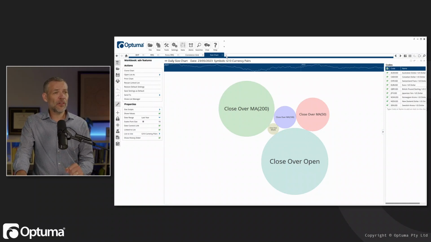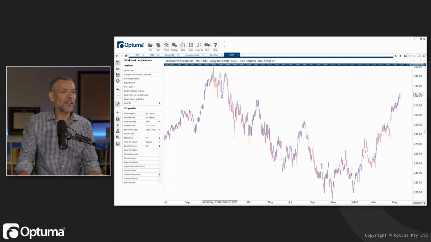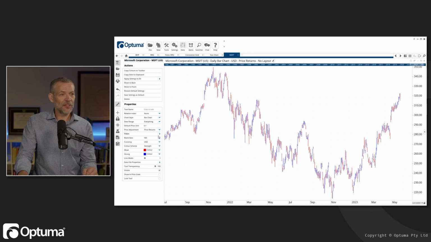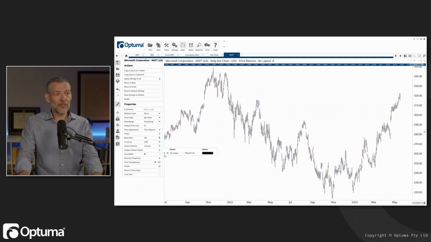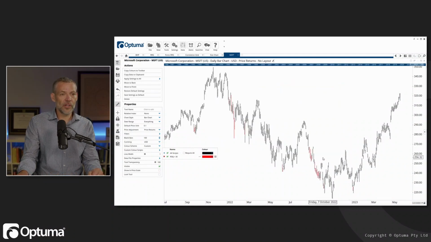Now, a couple of other things which are just worth showing. Let me come in here, I'll open up Microsoft again. And obviously we've got our bar colors here. We can set this to a custom. And then we can have different scripts. So maybe, for instance, I want to color it red when the close... Well, actually, no, I'm going to do a different one. Let me do RSI is below, let's say 30. So we're in oversold territory.